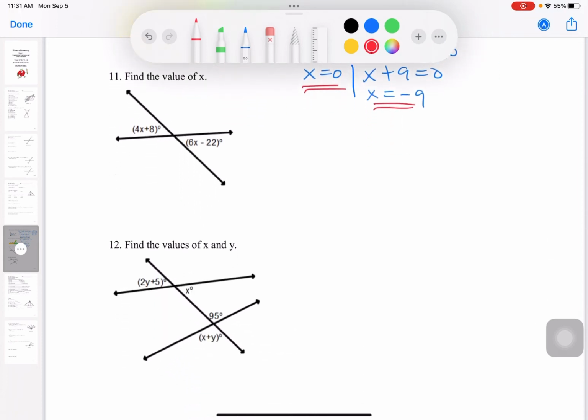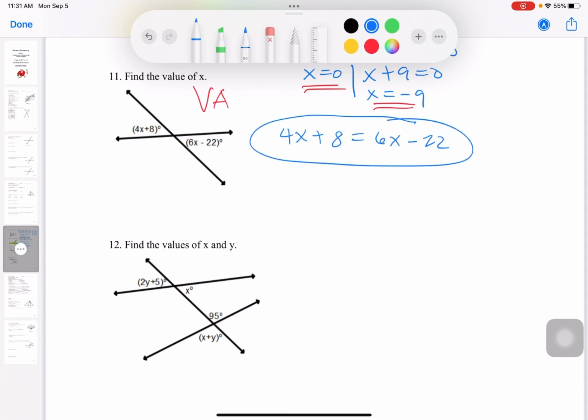The two angles represented by 4x plus 8 degrees and 6x minus 22 degrees form vertical angles, VA. Vertical angles, I'll just abbreviate it that way. Vertical angles are always congruent, so we write 4x plus 8 is equal to 6x minus 22. Now this is a very simple linear equation where the variable is on both sides of the equation. Go ahead and solve for the value of x.